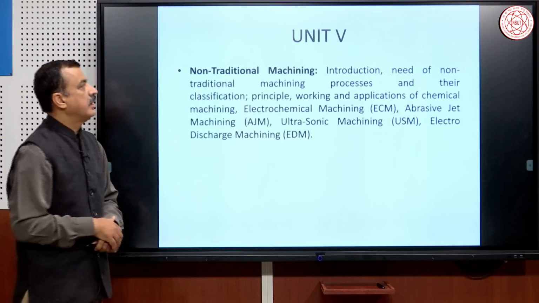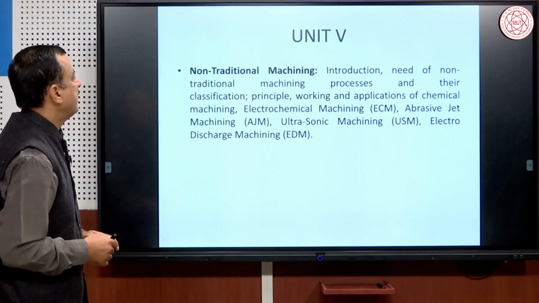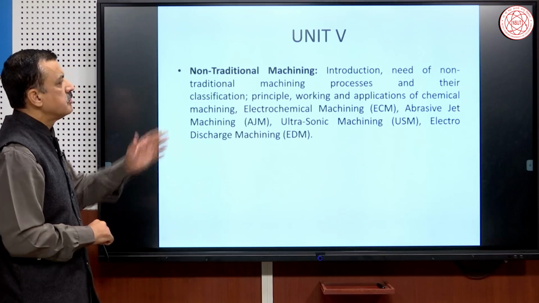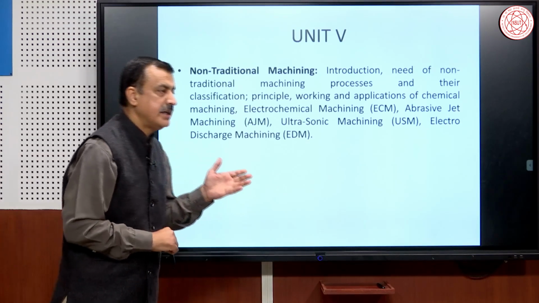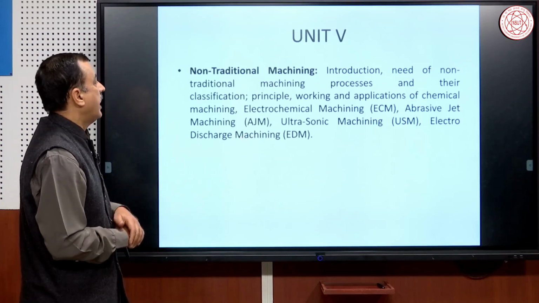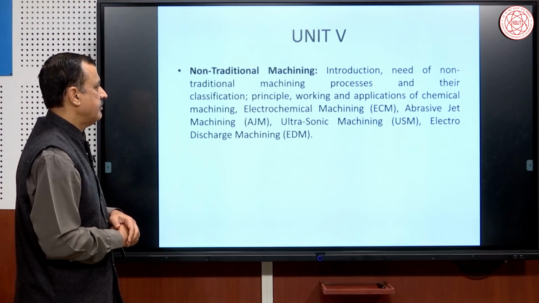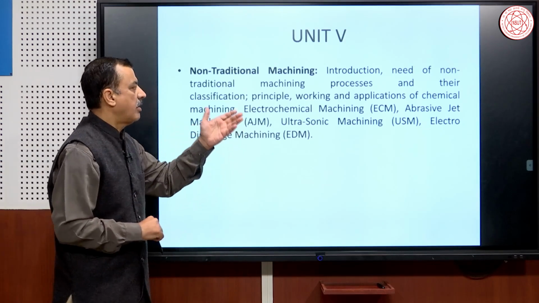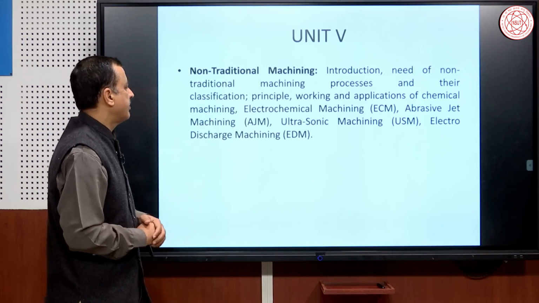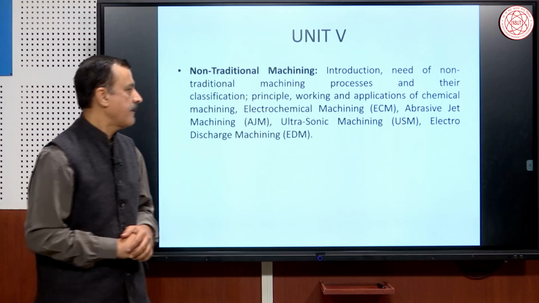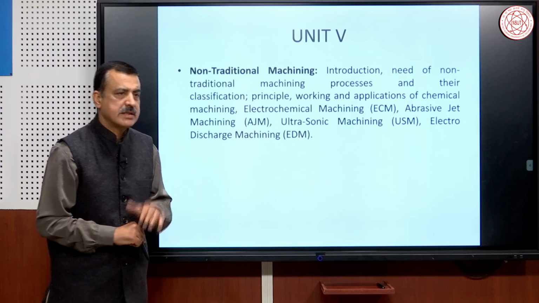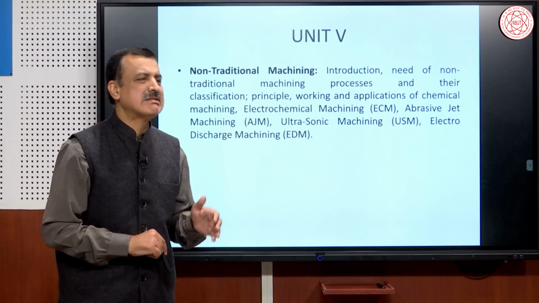Then we have unit 5. Unit 5, as I told, is based on non-traditional or non-conventional machining operations. So we shall be discussing their need, why they are needed when we have conventional machining processes in place. So need and importance, then their classification, and the principle of working of different non-conventional machining operations like electrochemical machining, abrasive jet machining, ultrasonic machining, and electro discharge machining. These processes shall be discussed in detail along with their applications and importance.